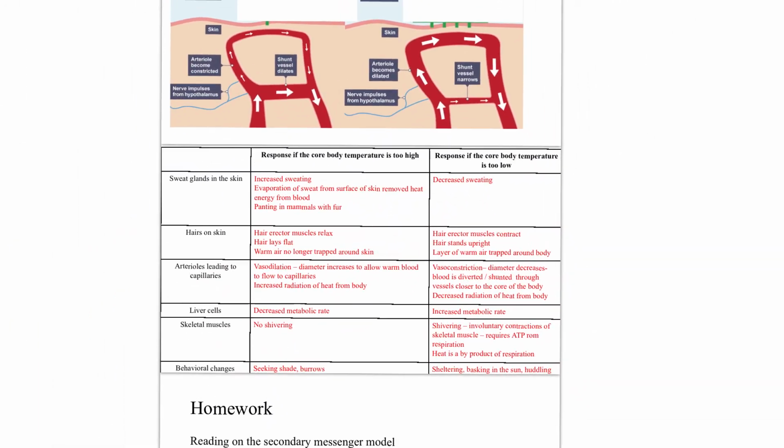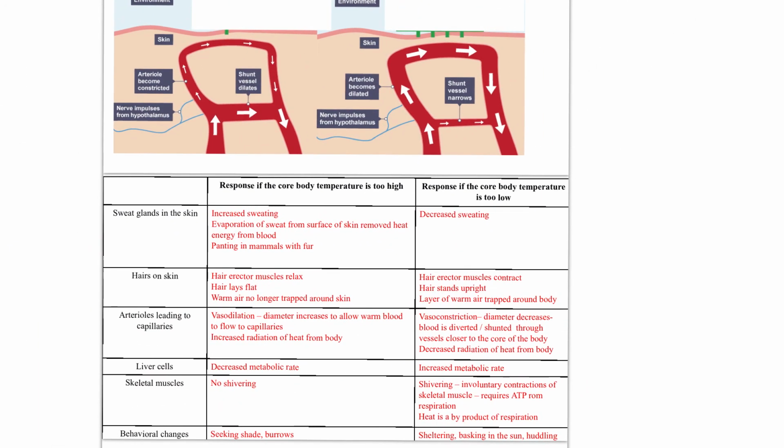This is on your sheet, but I just want you to take a minute to read through each of these in turn: response if the body temperature is too high, and response if the body temperature is too low, and see if you've got any questions about it. Most of these should be pretty straightforward, but actually this word we haven't mentioned. We've talked about the movement of blood, but we haven't mentioned the words vasodilation and vasoconstriction. So make sure you're comfortable with those two terms.